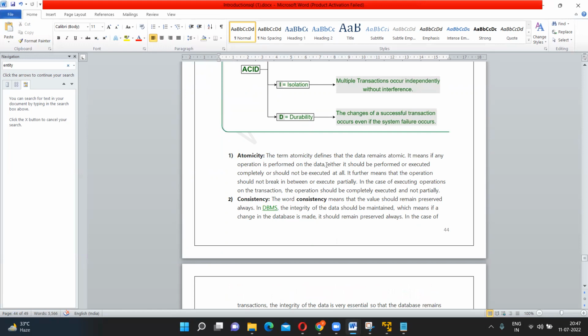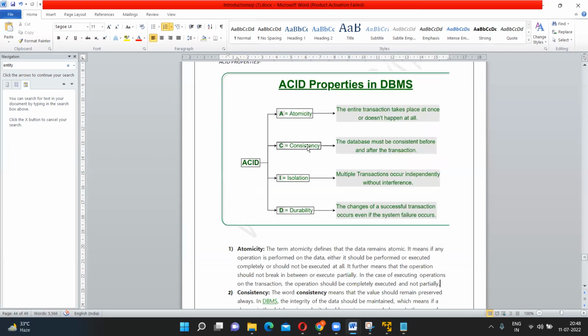The term atomicity defines that the data remains atomic. It means if any operation is performed on the data, either it should be executed completely or should not be executed at all. It further means that the operation should not break in between or execute partially. In case of execution of an operation on the transaction, the operation should be completely executed, not partially. That is what I told you. Atomicity means the entire transaction should happen. If I write select star from EMP, the entire query should get executed. All the 14 records should be shown. It should not be that 2 records are shown and the next 12 records are not shown. No. All the records should be shown.